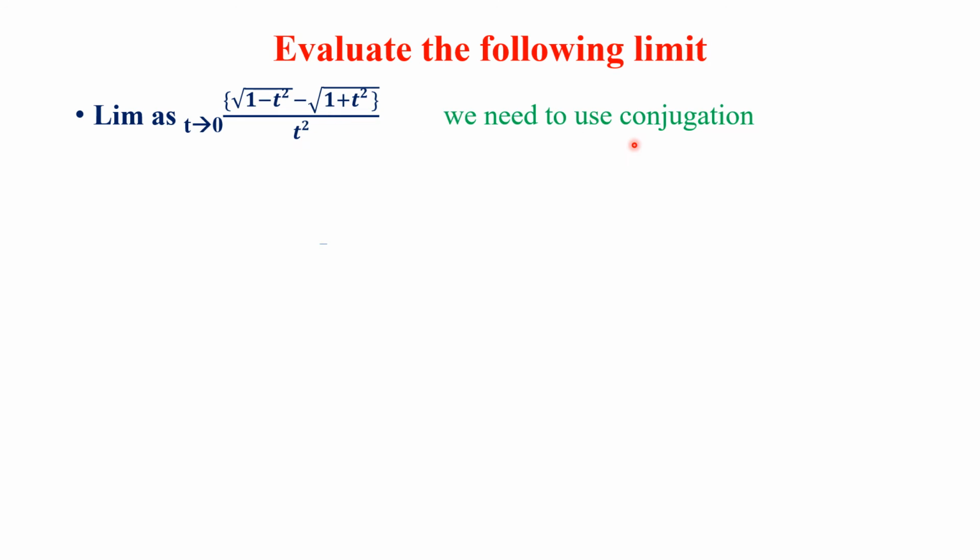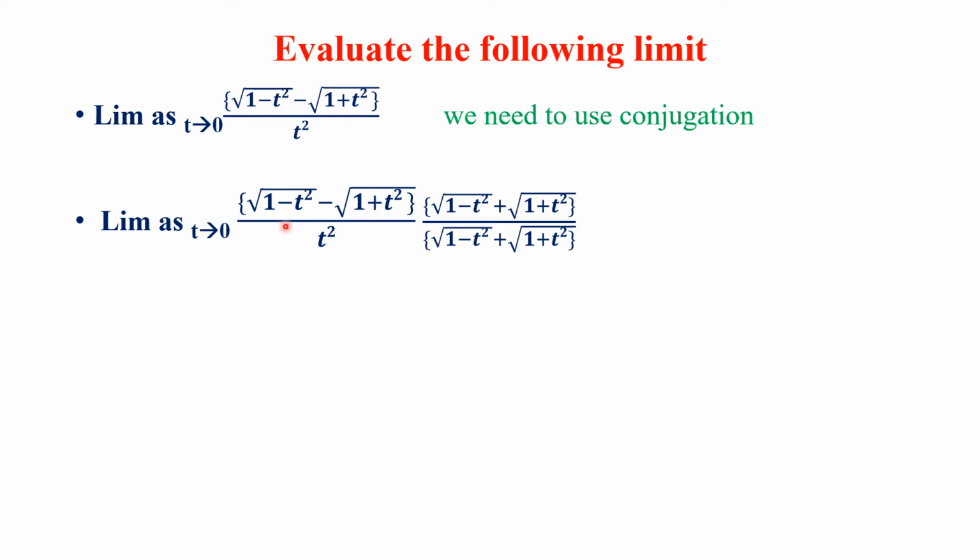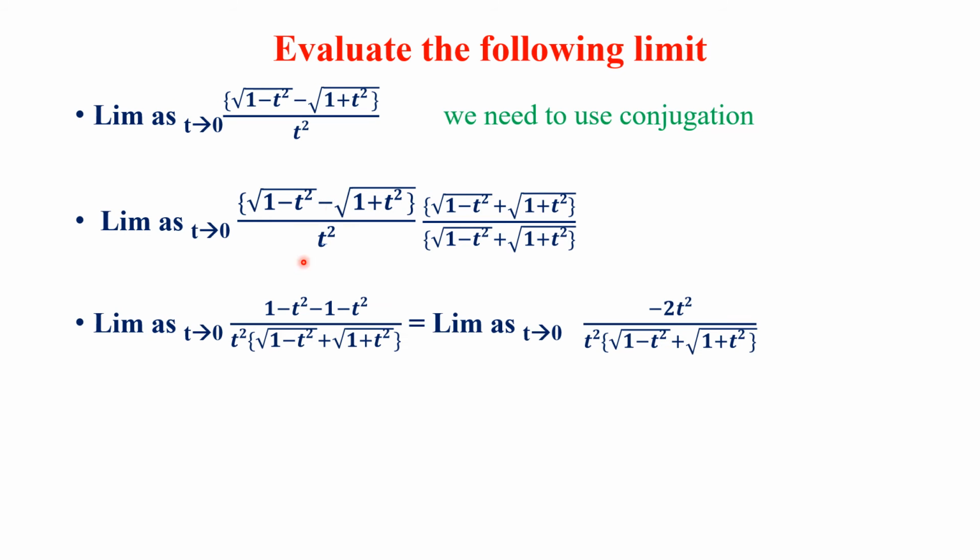Obviously, this is indeterminate, so we're going to multiply the denominator and numerator by the conjugate of the numerator. This is what we get: limit as t goes to 0 of 1 minus t square minus 1 minus t square, divided by t square, multiplied by the conjugate. If we rearrange, we can see that 1 cancels with 1, and we end up with negative 2t square divided by t square multiplied by the conjugate.